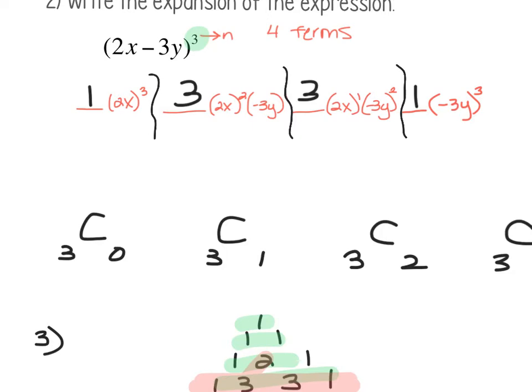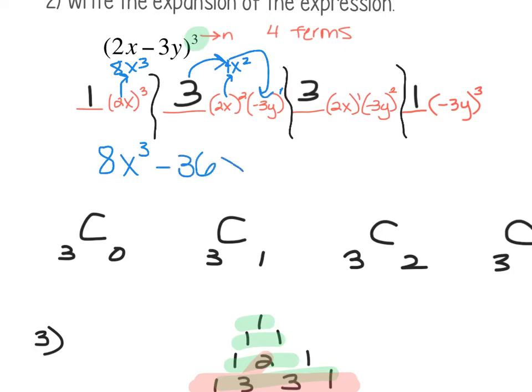So the first one is 2x to the 3rd. That would be 8x to the 3rd times 1, so 8x to the 3rd. This would be 2x to the 2nd, which is 4x squared. That's a 1 on the outside, times negative 3y times 3. So 3 times 4 is 12. 12 times negative 3 is negative 36. And then x squared y to the 1st.